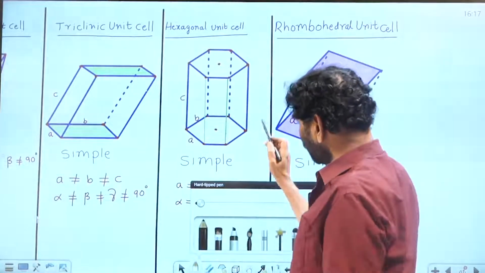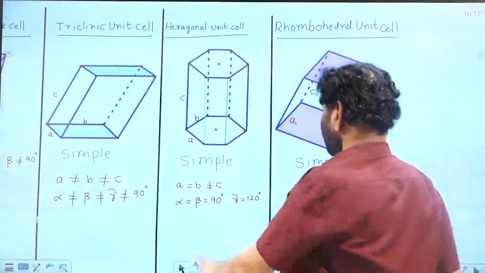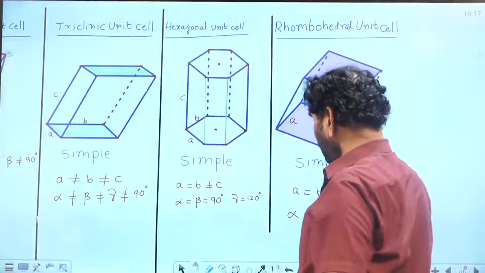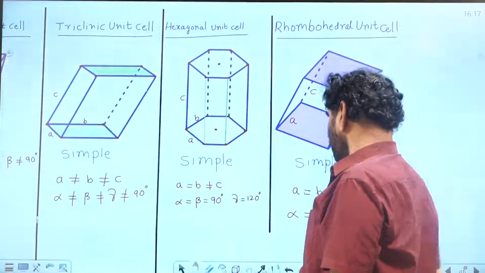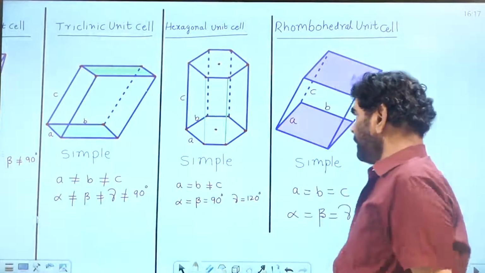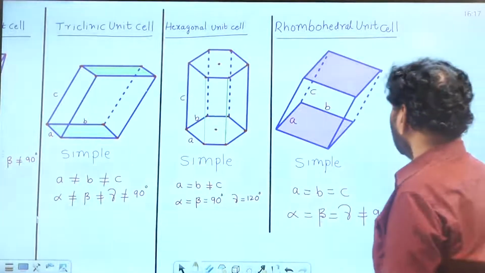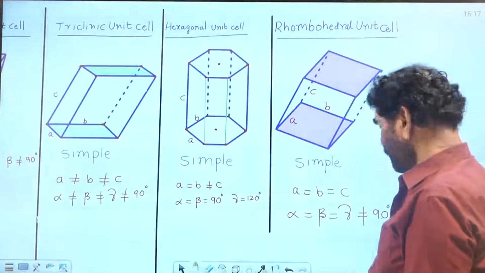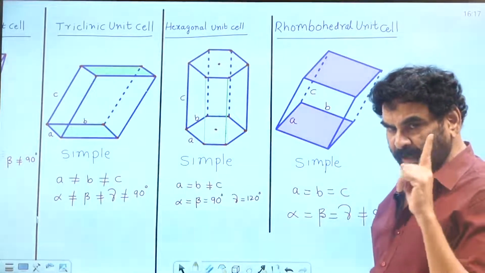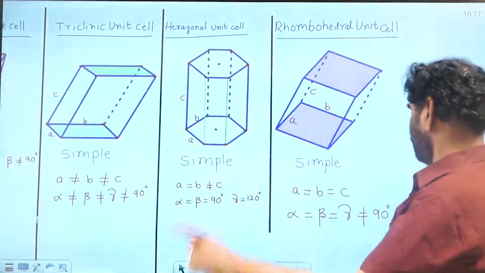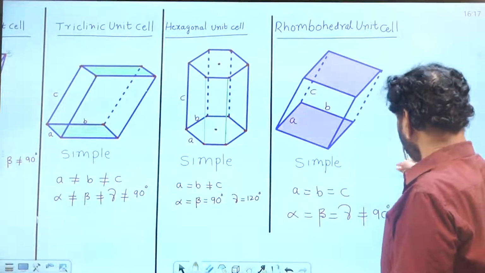So A is equal to B, but A is not equal to C. C is different, A and B are equal. Alpha and beta are 90 degrees, whereas gamma is 120 degrees. That is the base. Only this one is possible. And remember, this classification is based only on the lattice parameters or unit cell parameters: alpha, beta, gamma and A, B, C.